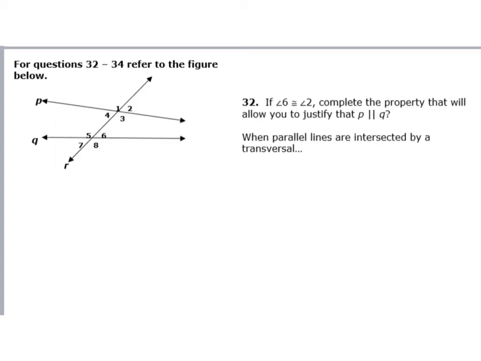Okay, let's look at number 32. It says, if angle 6 is congruent to angle 2, complete the property that will allow you to justify that my lines are parallel. When I look at angle 6 and angle 2, those are corresponding. And I know that when parallel lines are intersected by a transversal, corresponding angles are congruent.